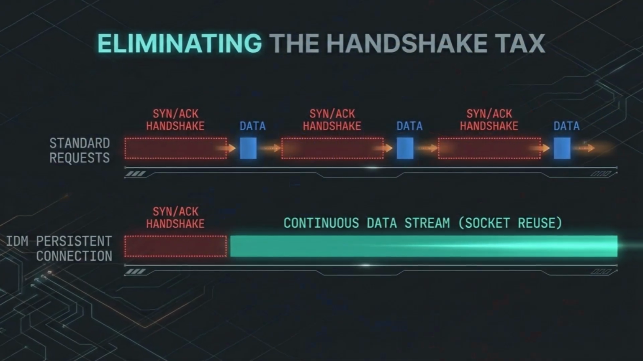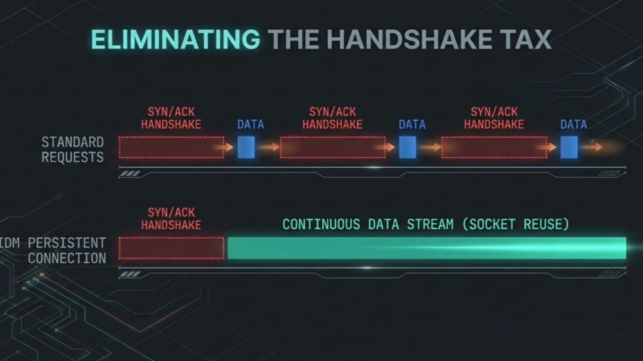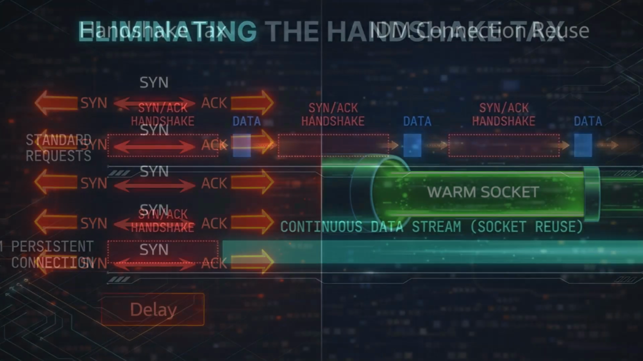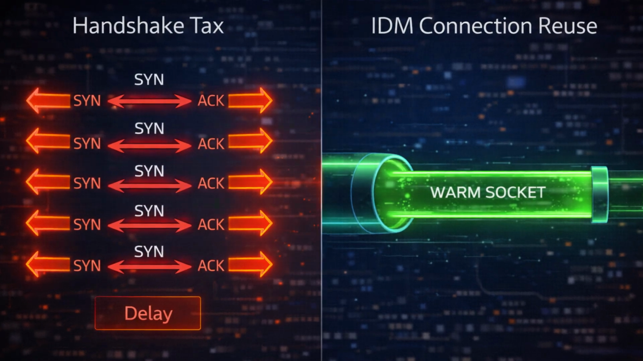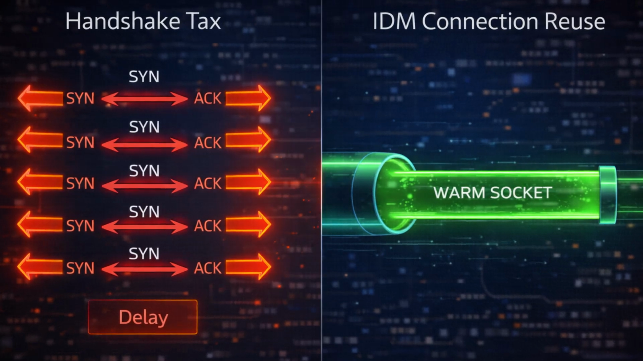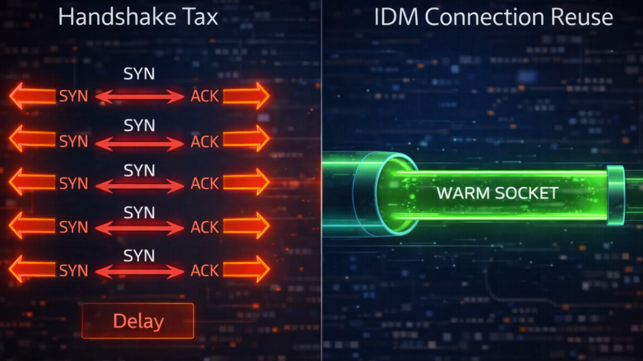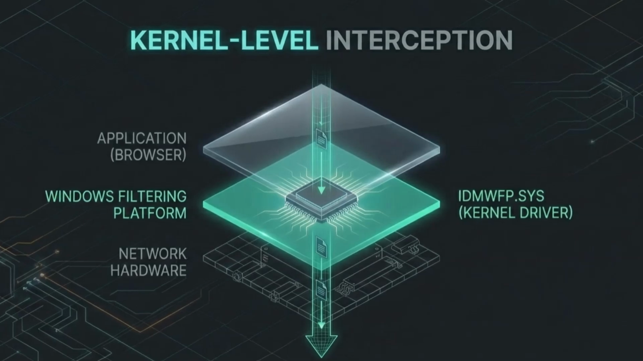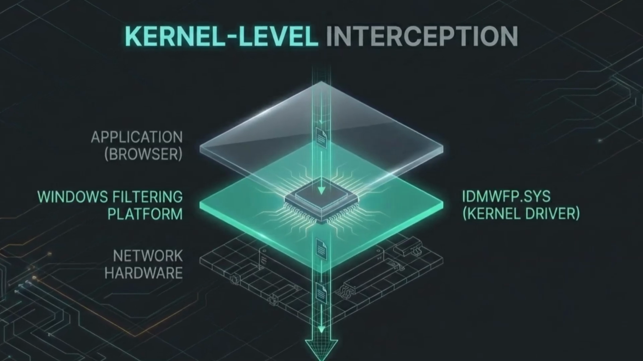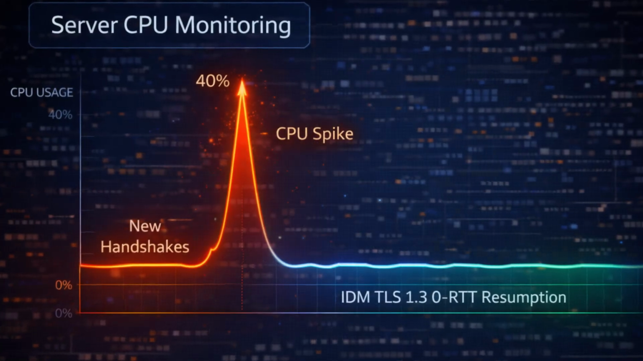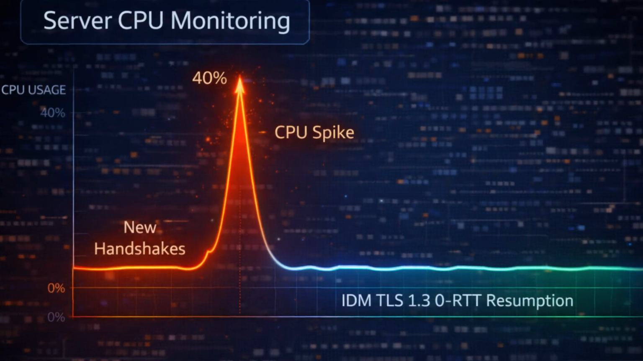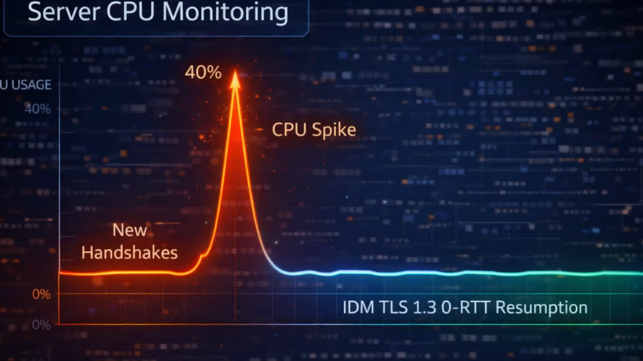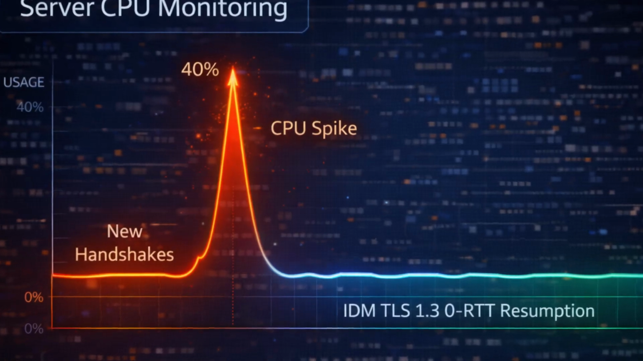Beyond segmentation, IDM optimizes the network transport layer. Every new connection requires a handshake tax, a series of round trips to establish TCP and TLS security parameters that can consume up to 40% of a server CPU capacity during peak traffic. IDM minimizes this overhead through full connection reuse. By keeping the underlying socket warm and reusing authenticated pipes, IDM reassigns connections to new segments almost instantaneously, stripping away the latency of traditional web requests. This is particularly effective with TLS 1.3, allowing for zero round-trip time resumption.